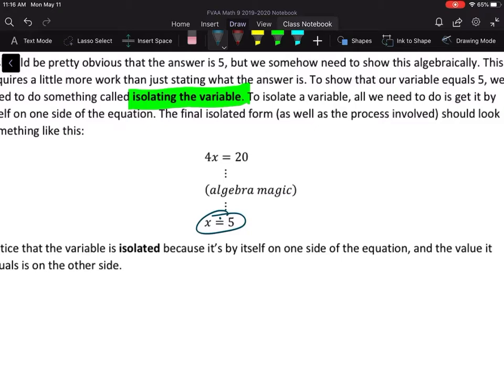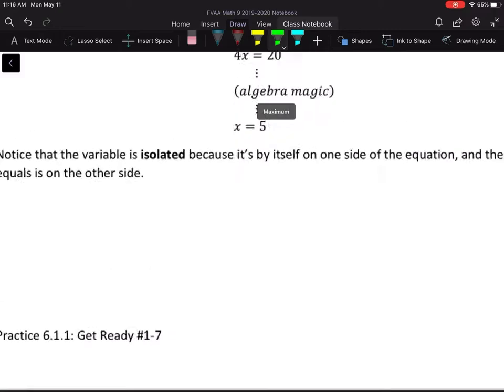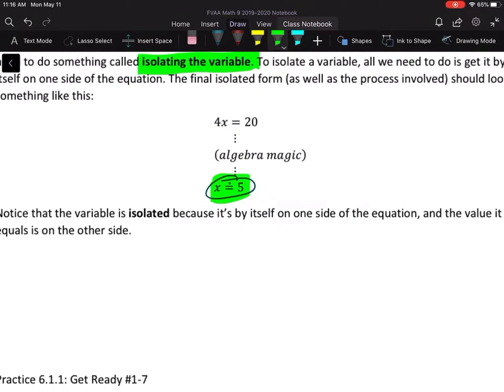Now, some of these questions you'll be able to just look at and solve, just because you know your multiplication tables. However, obviously we're going to be dealing with other rational numbers that will be a little harder to solve just by looking at them. So we actually have to do the algebraic steps here to get our answers. Notice that the variable is isolated in this step here. The only thing on the left side of the equation after we've done the algebra magic is that x.